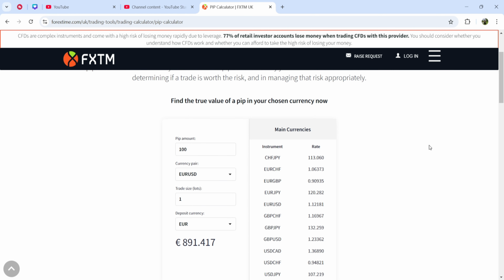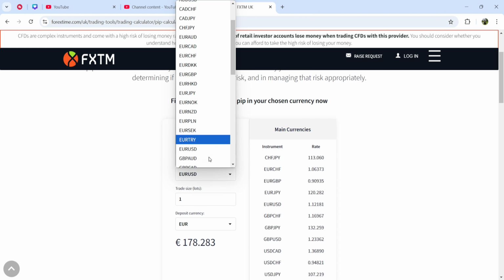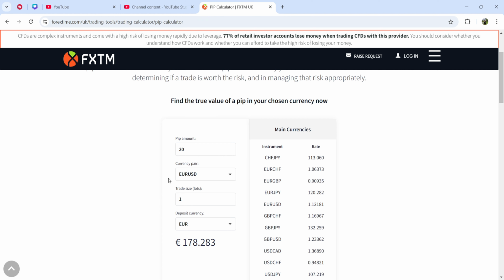Now let's hop off the chart quickly to go onto a pip calculator. This is a really simple way to calculate your profits or losses without doing any mental arithmetic or writing it down on paper. As you can see here, in the top section it asks for the pip amount. This will be how much movement you're looking to get out of a trade. So if you want your trade to move 20 pips, you write 20 in the top. Then you go to the currency pair, which is the pair you're trading. Let's keep it to Euro USD for now to keep things simple.